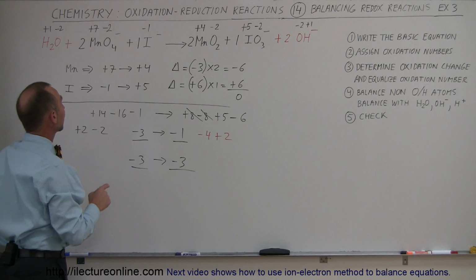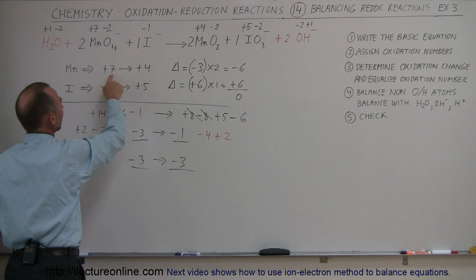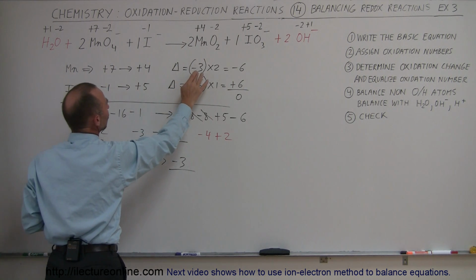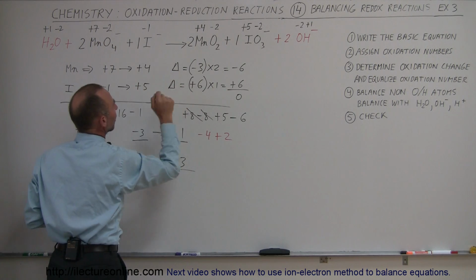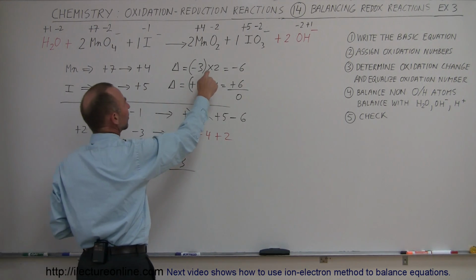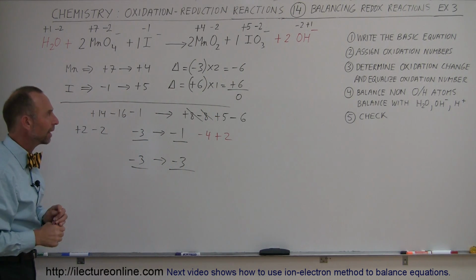Then the next thing you do is figure out for which of the elements the oxidation number changes. For manganese, it went from 7 to 4. For iodine, it went from minus 1 to plus 5. That means a change of minus 3 for manganese and plus 6 for iodine. But we want the change to be the same, which means we're going to multiply this by 2 and this one by 1. All right, now it's balanced.